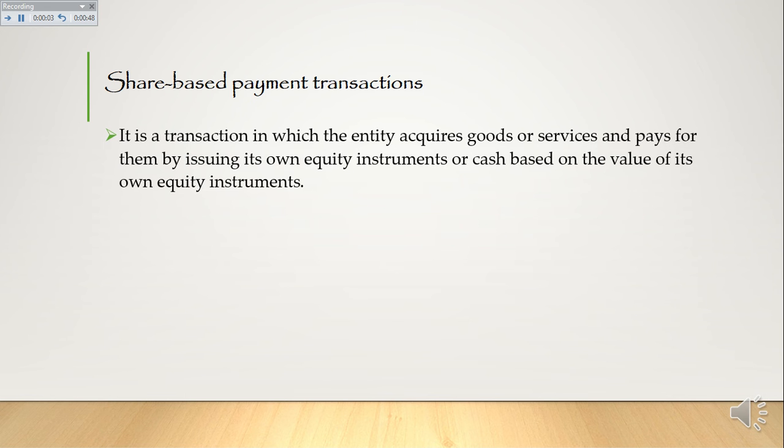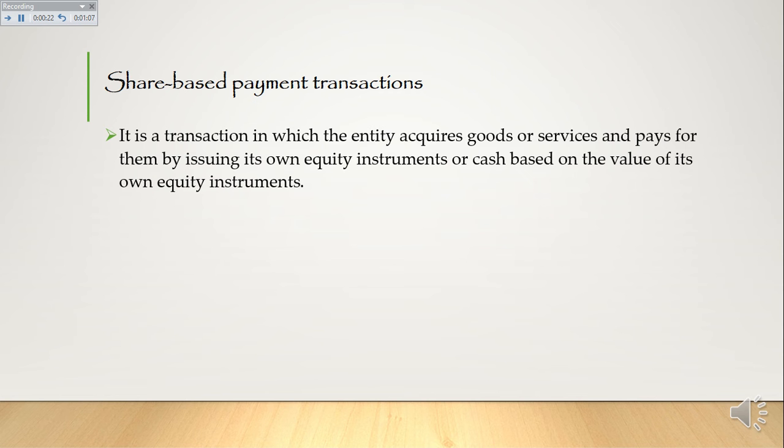So what is a share-based payment transaction? It is a transaction in which the entity acquires goods or services and pays for them by issuing its own equity instruments or cash based on the value of its own equity instruments. So ang share-based payment transaction, it is a payment for goods or services.